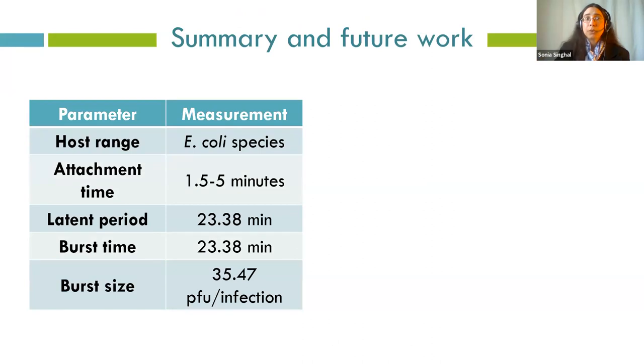So to summarize what we found out about this bacteriophage, it has a host range that most likely includes E. coli species. It can attach very rapidly to its host cell, most likely within about 1.5 to 5 minutes. And as we hammer down the attachment time more precisely, we'll also revise the latent period and the burst time. Based on the numbers we have right now, it bursts in about 23.38 minutes and produces on average 35 to 36 viral particles per infection.